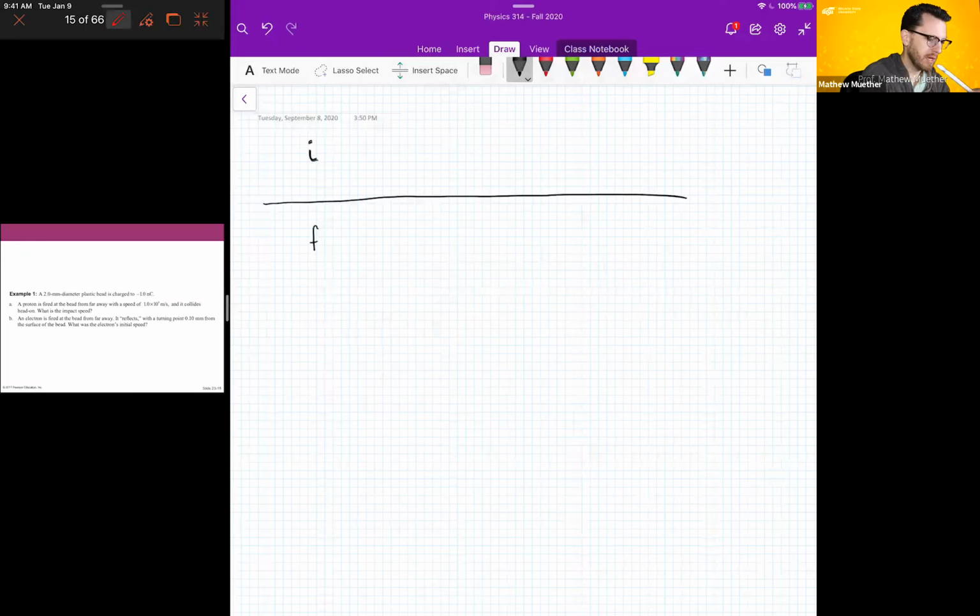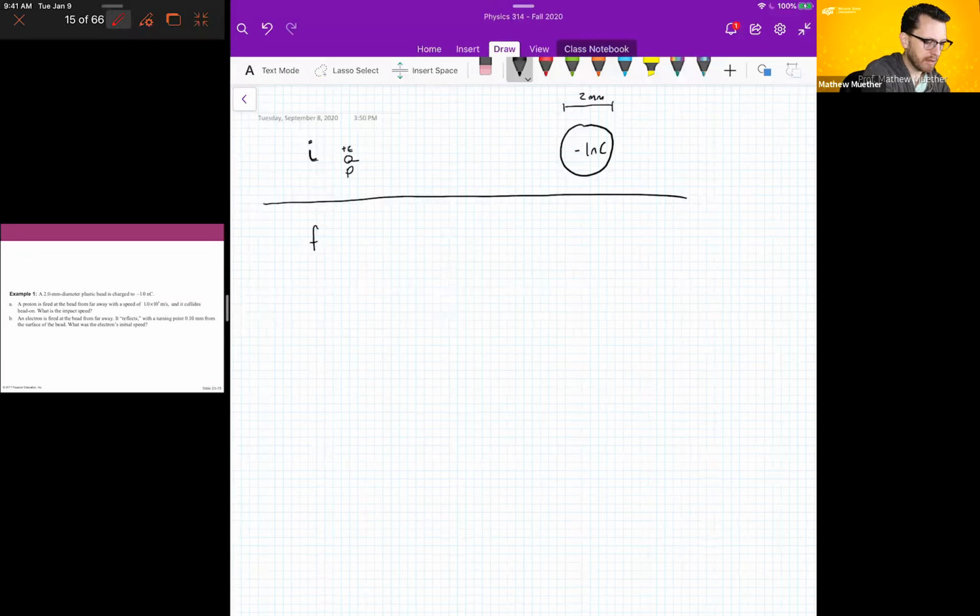And so we have a charged object here, minus 1 nanocoulomb, and we know the size of this thing is 2 millimeters. That thing's just sitting there at rest. And initially there's a proton over here that has positive fundamental charge sitting on it.